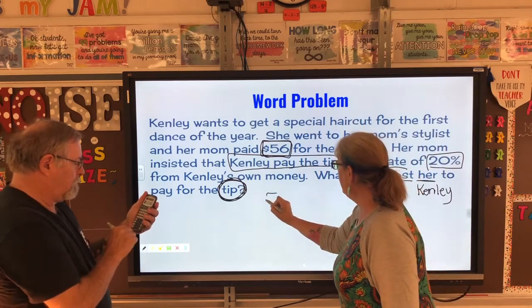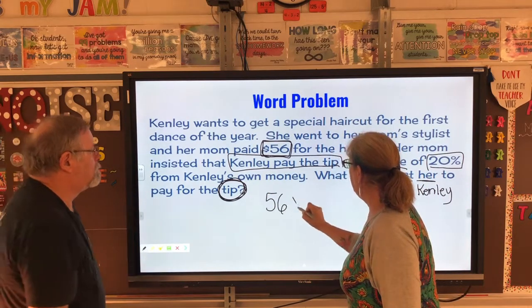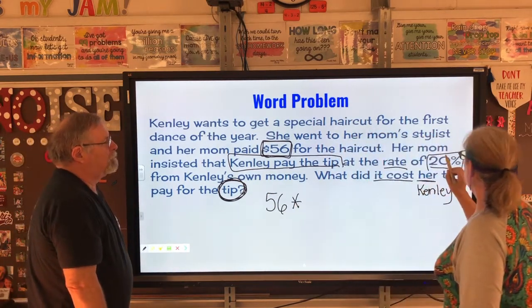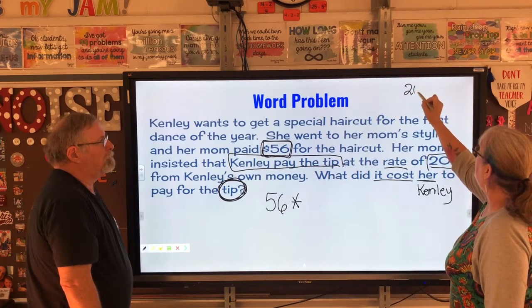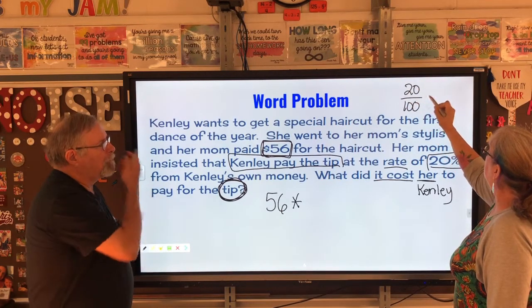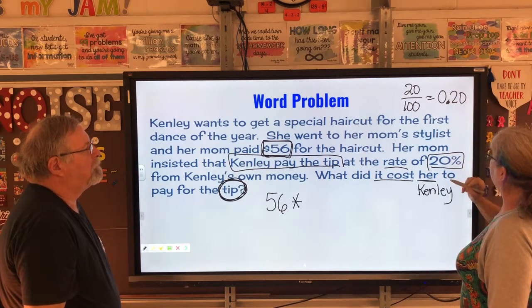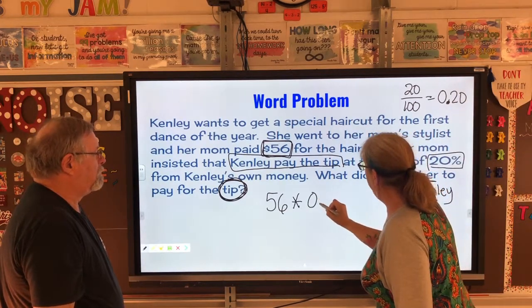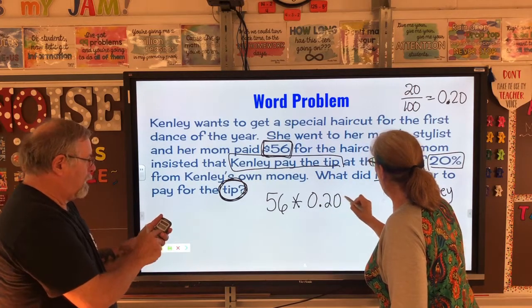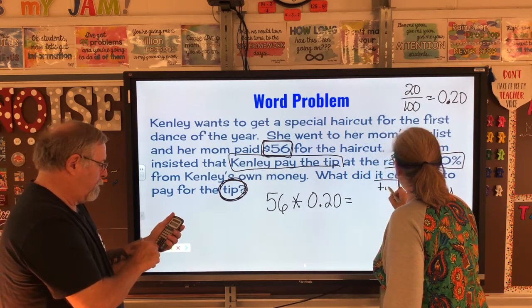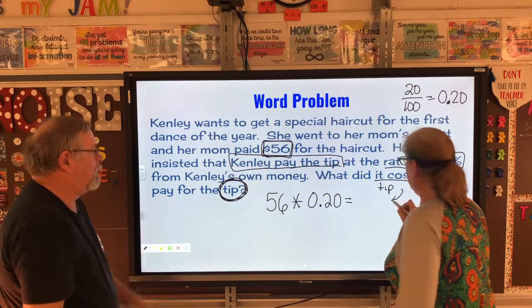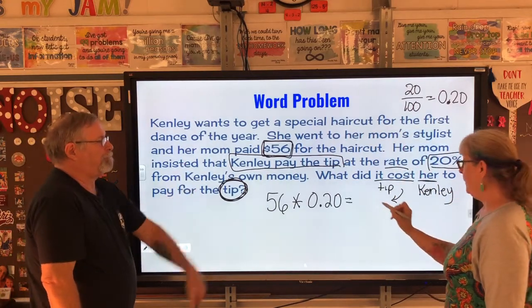So I gotta start with my $56. I'm going to times it by 20%. Well, 20 out of 100 is the same as 0 and 20 hundredths. So I'm gonna times it by 0.20. And the only thing I'm gonna get is the tip. Do I have any rounding? Nope. Good, what do I got?